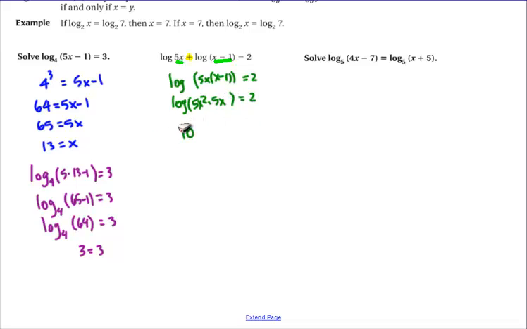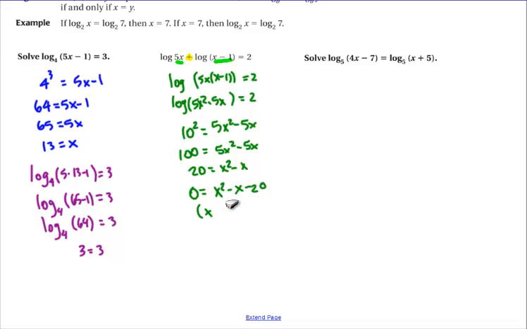And this is a common log, so it's 10 squared equals 5x squared minus 5x. Well, this is 100. And then we're going to divide 5 out of everything. And when you do that, you get x squared minus x equals 20. And since it's quadratic, we want to solve this. So subtract 20 from both sides, and then factor it and set each piece equal to 0. So I'm going to have 4 and 5, negative 5 and plus 4. So x equals negative 4 and x equals 5.